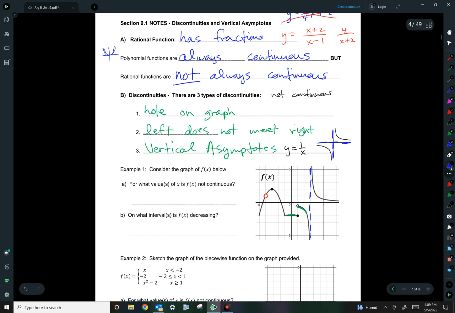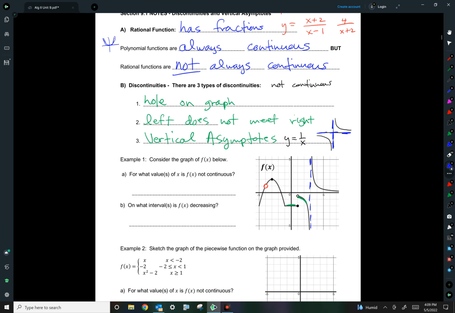Okay, so letter A. For what value of x is f of x not continuous? Well, when you look at this graph, start at the left. My eyes follow the graph. I start working my way over to the right, and when I get right here to where x equals -4, I see there's a hole. So we would say the graph is not continuous when x equals -4.